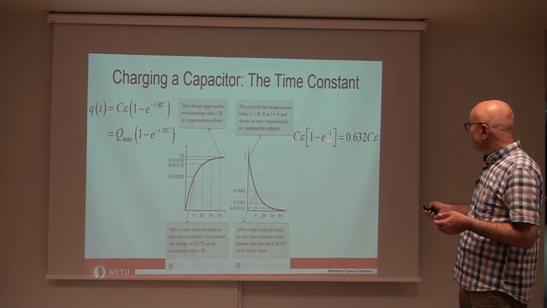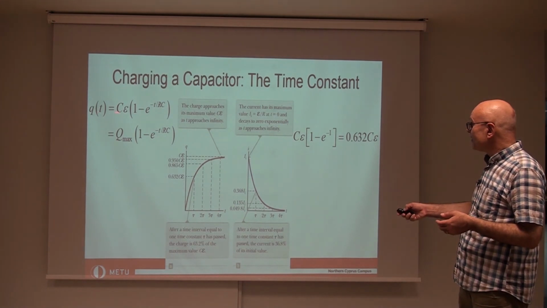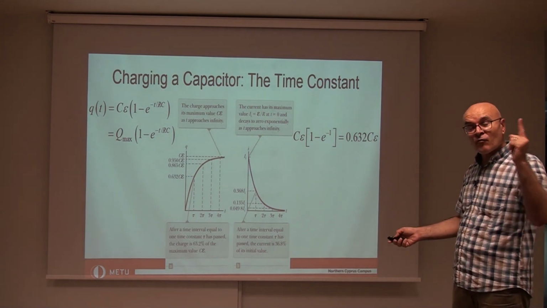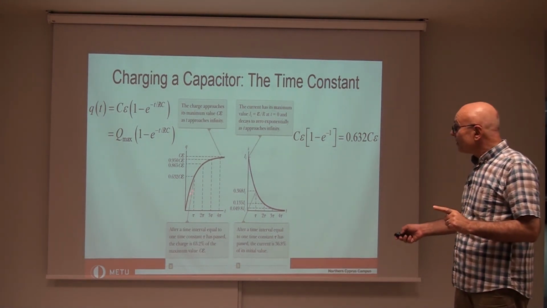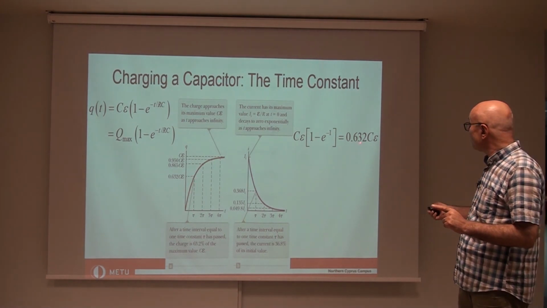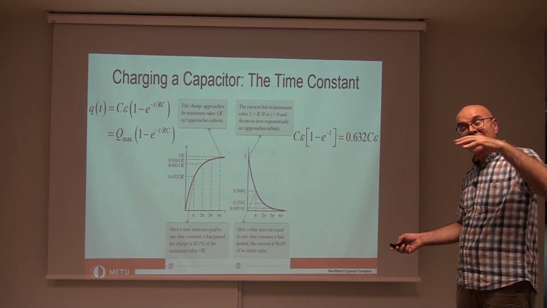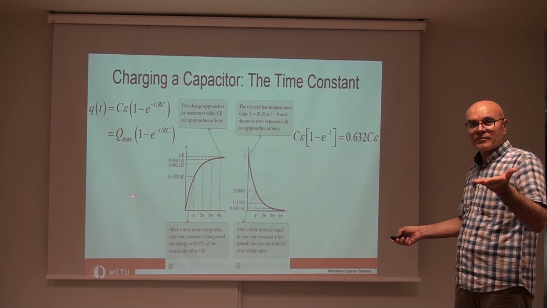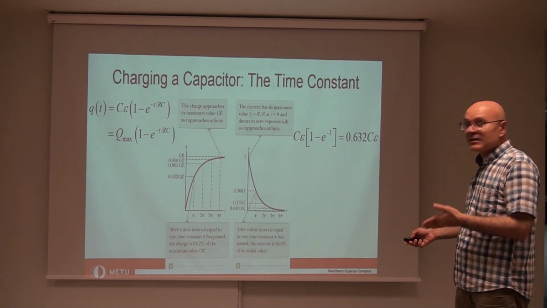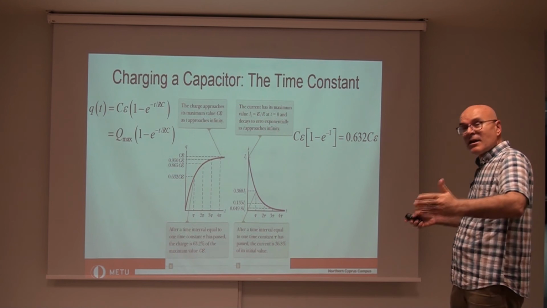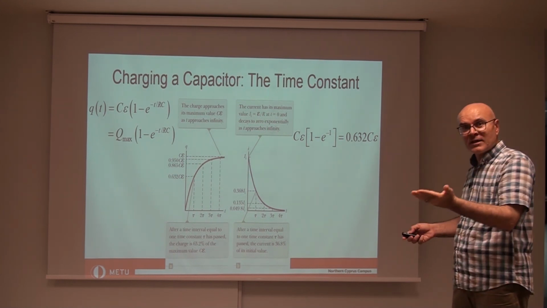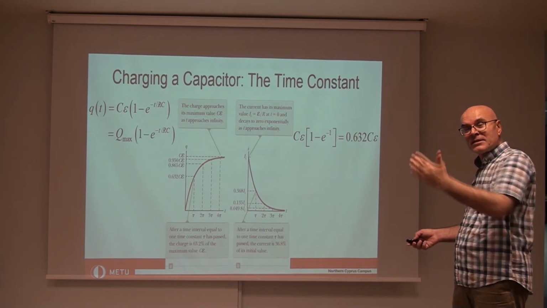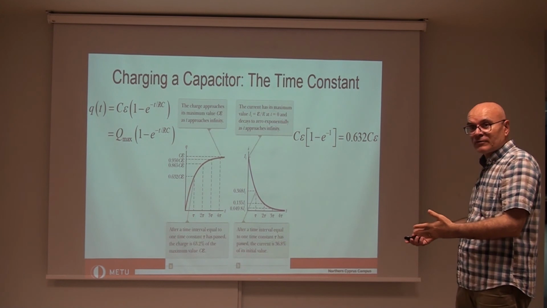So this expression becomes 0.63 CE. CE is Q maximum. So after the elapse of one time constant, 63% of the maximum charge of the capacitor has already built up on the capacitor. If this time constant is small, this happens very soon. If it's large, this takes a longer time. So as you can see, it takes a longer time to charge the capacitor if tau is large.